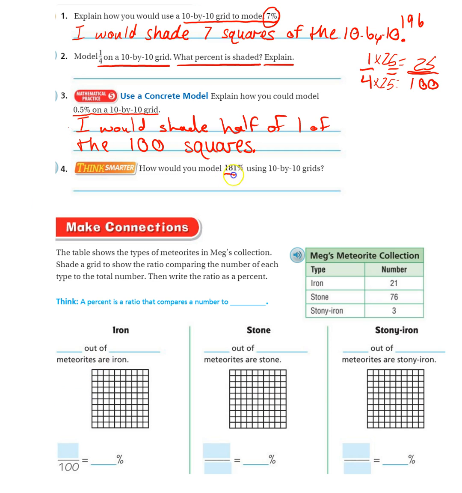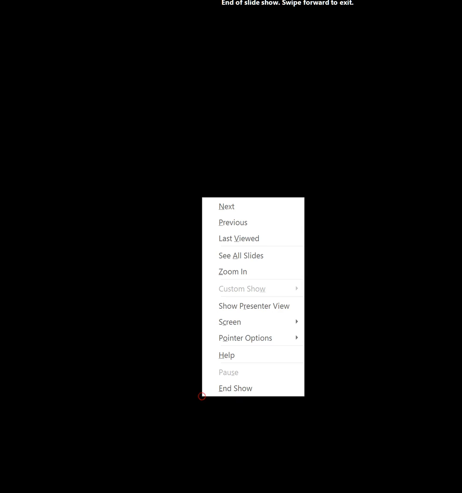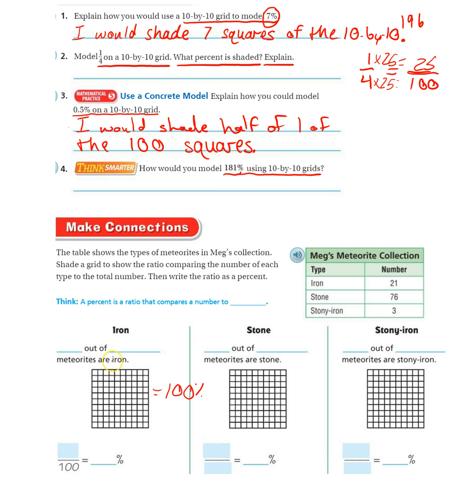Okay, how would you model 181% using a 10 by 10 grid? All right, well, we know a 10 by 10 grid is 100%. So I would have to shade in the entire thing, the entire 10 by 10 grid. And that would give me 100%.